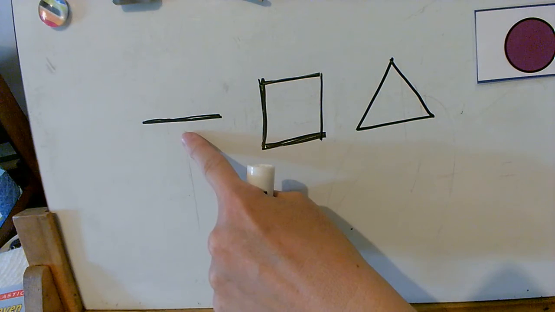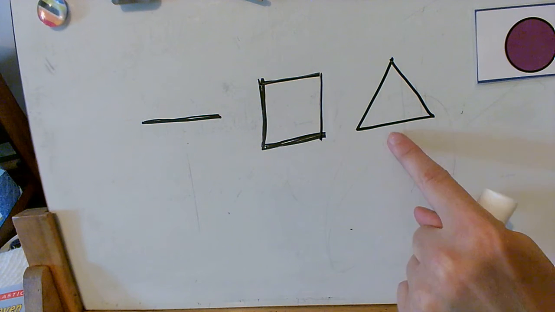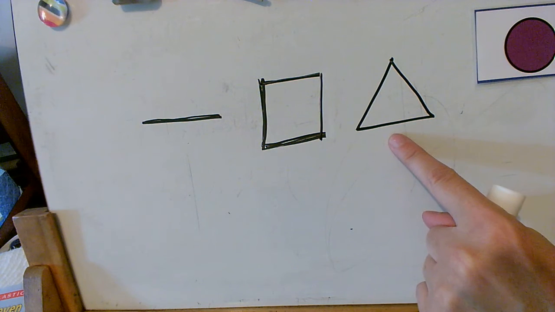So this is just a line. Here's a shape made out of 4 lines or 4 sides. And here's a shape made out of 3 lines or 3 sides.